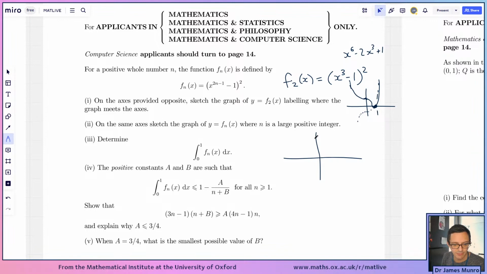Can't see the graph because it's behind chat, but I wasn't looking at chat at the time. Sorry, Andrew, I've now hidden chat. Yeah. Ooh, fun.